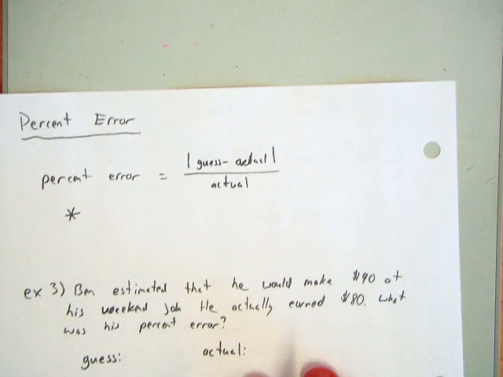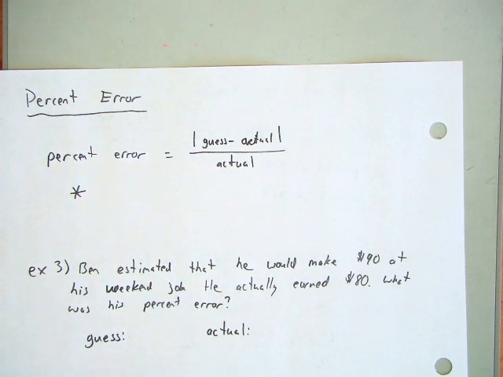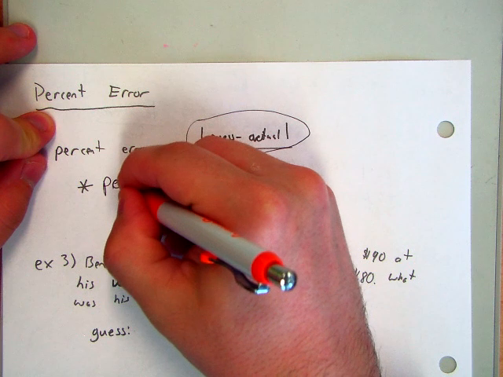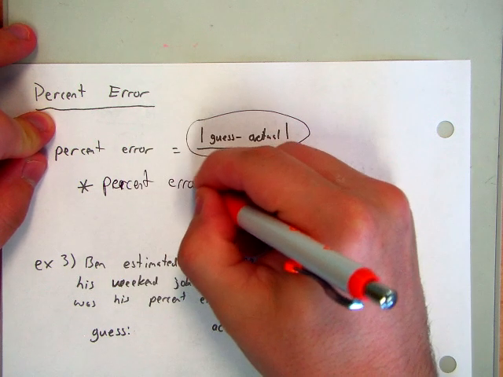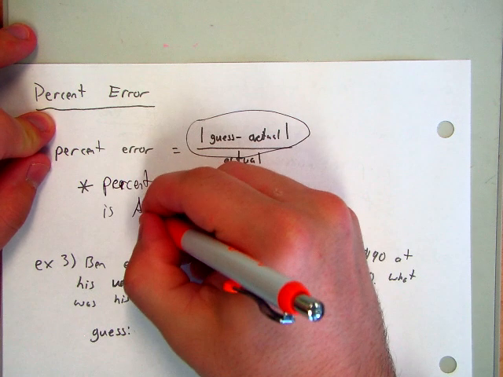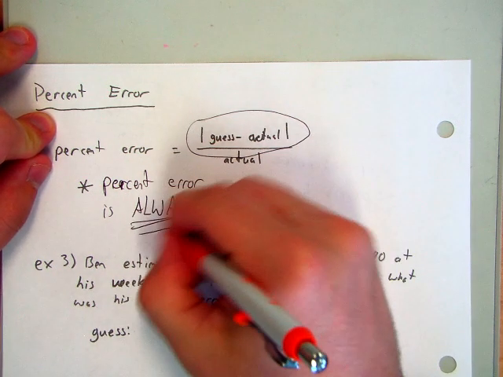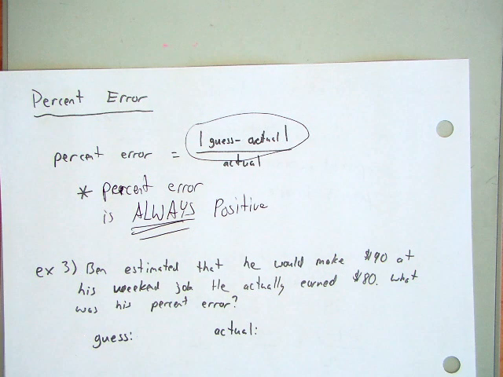All right, let's look at the next slide here. It says percent error. So percent error is the absolute value of what you guessed minus what actually happened, all divided by the actual amount. The reason why this is an absolute value is because percent error is always positive. Always. So regardless if your guess was larger than what actually happened or less than what actually happened, we want to take the absolute value of it because we are always going to be looking at a positive percent error.